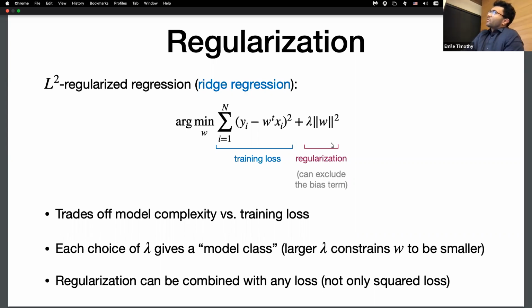And so here, the L2 regularized regression, or ridge regression, also minimizes lambda times the L2 norm of the weights squared. And here you're trading off model complexity versus training loss. If you set lambda to be very large, it means that you don't want the weights to grow at all, or fast. You want them to stay pretty small relative to the training loss. And you should also note that every choice of lambda gives you a model class where larger lambdas constrain W to be smaller, and regularization can be combined with any loss, not just squared loss.